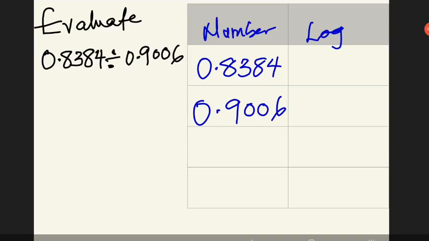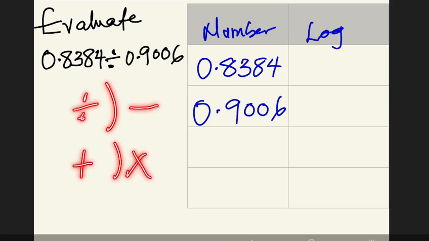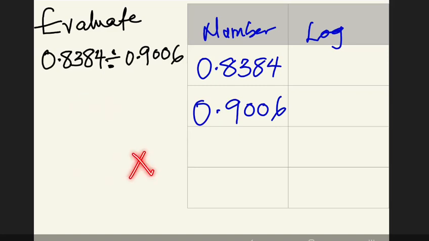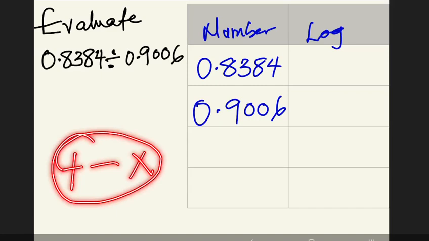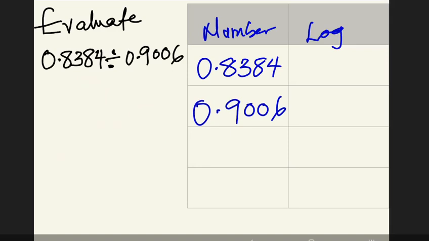To solve the second question, you are to evaluate 0.8384 divided by 0.9006. In the logarithm part, division will give you minus, while multiplication will give you plus. When we are dividing, the logarithms are subtracted from each other. So let's try to do this.